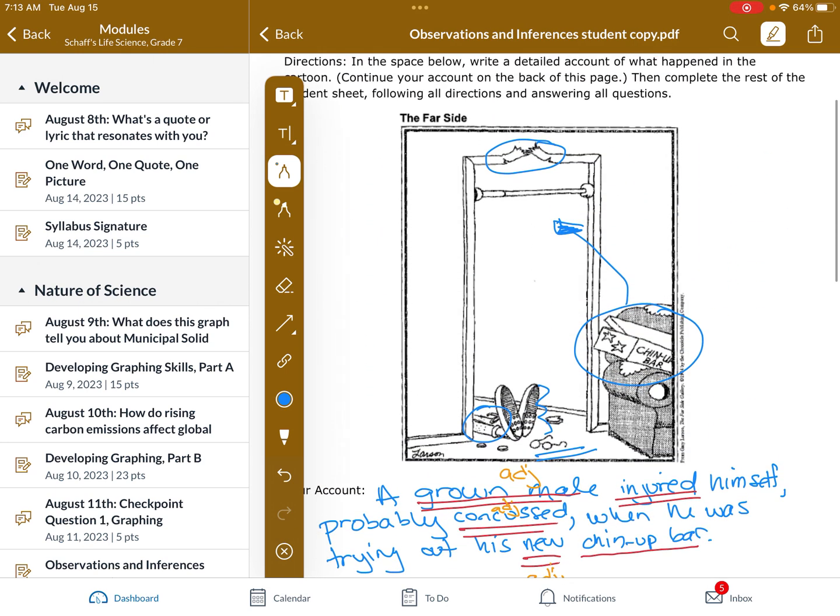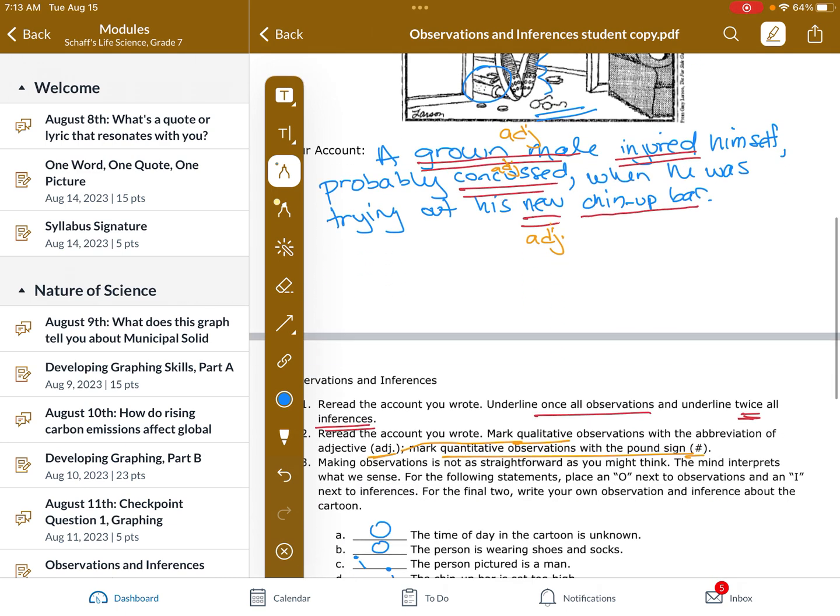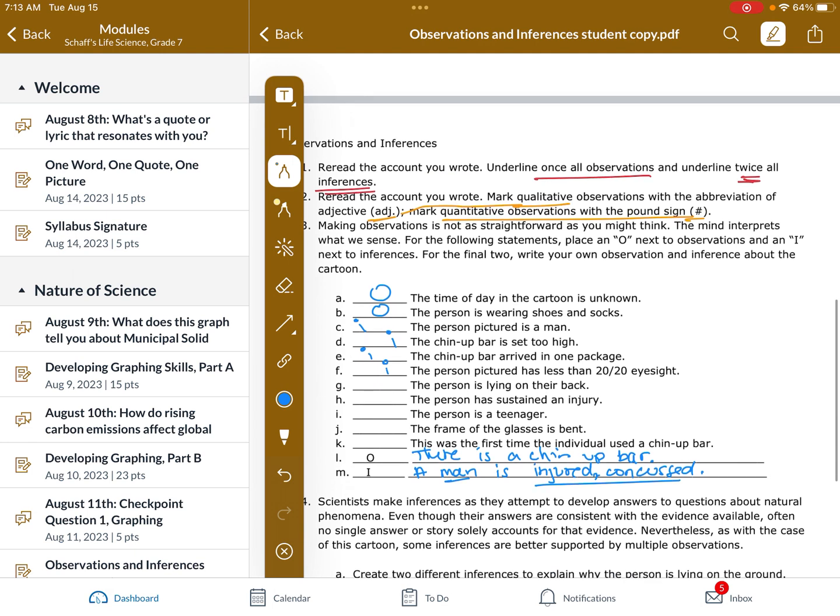The person is lying on their back. Well, only his legs are showing, so what if he's sitting up? Maybe he's just halfway through his workout and this was a pre-existing broken header up here in the door frame. He might be doing his core work right now. The person is lying on their back, so inference. He could be sitting up. The person has sustained an injury, inference.